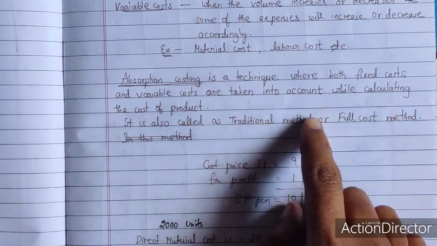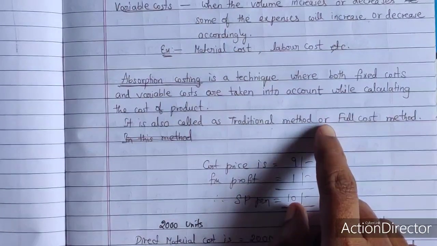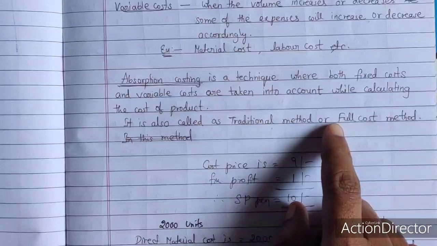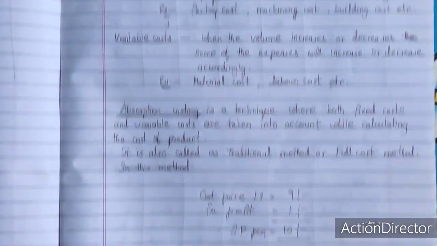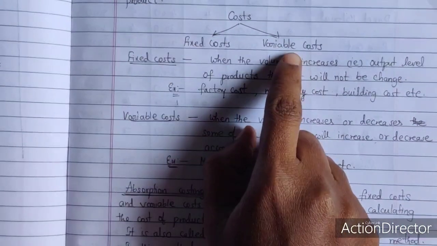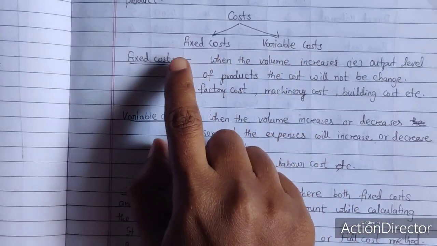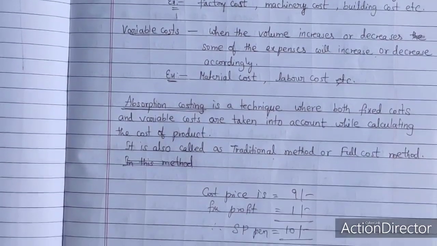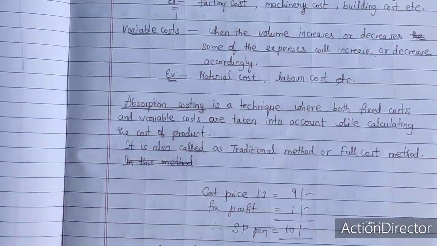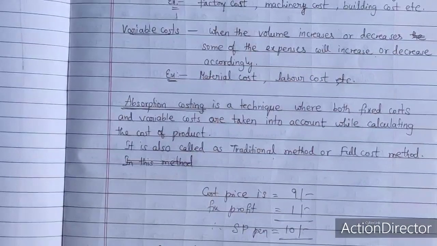If we use the absorption costing method to calculate the total cost, it will not give you the correct result, because it includes both fixed cost and variable cost. But the fixed cost will not change even when the output level increases or decreases. For 2000 units, the building cost will be the same. For 500 units, the building cost will be the same.